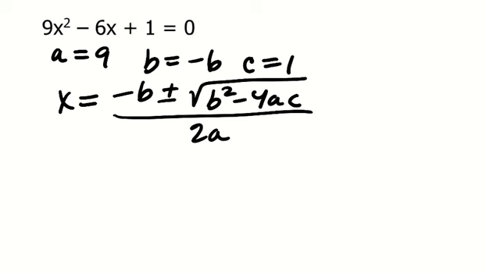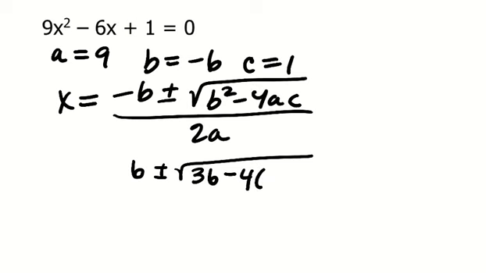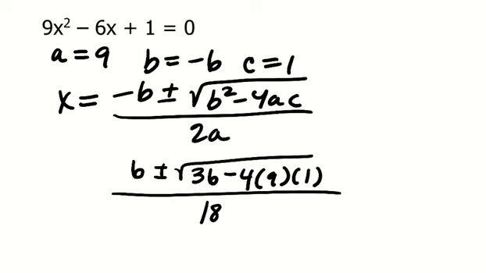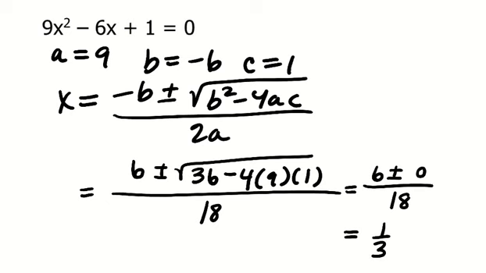And then I'm going to plug in the pieces. Negative of negative 6 is positive 6, plus or minus the square root of b squared is 36, minus 4 times 9 times 1. Okay, that's going to be 36 minus 36, all over 18. So I get 6 plus or minus the square root of 0, over 18. Now you can add 0 or subtract 0, and you get the same thing. So that is just 6 over 18, or 1/3.